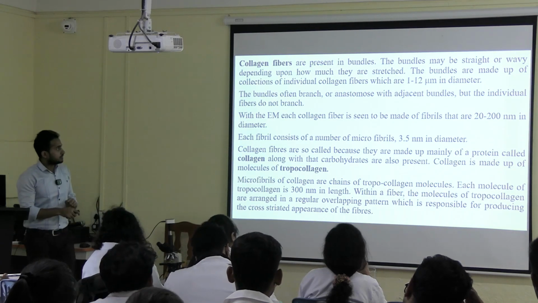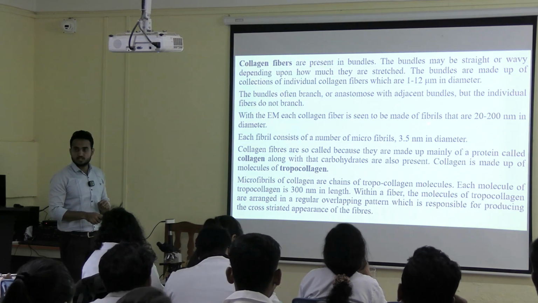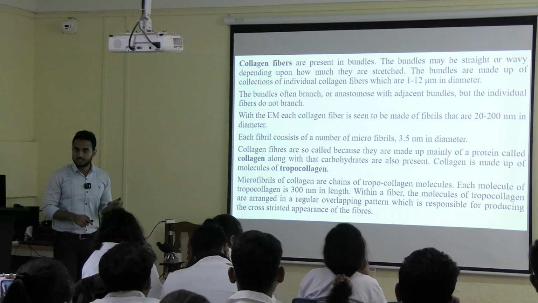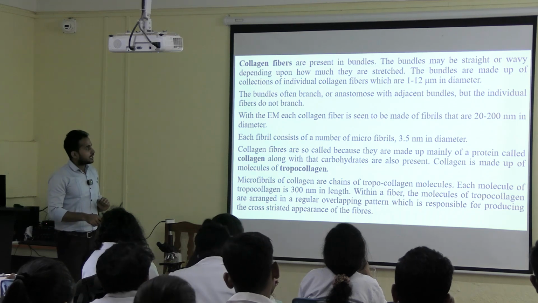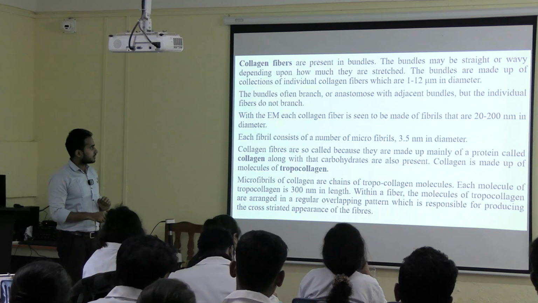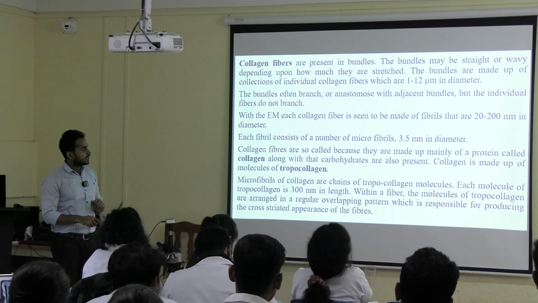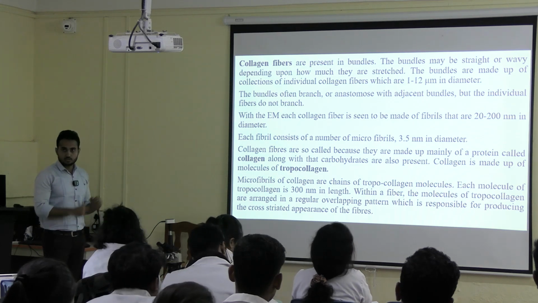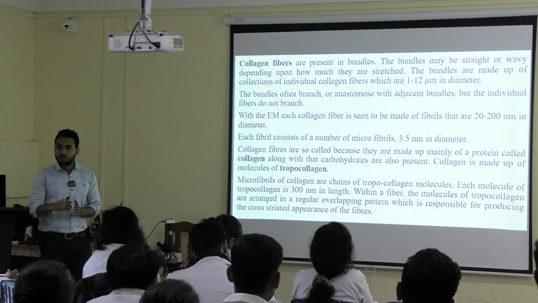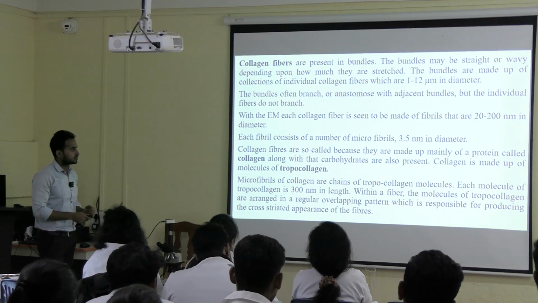Next, with EM, that is electron microscope, each fiber is seen to be made up of fibrils, having 20 to 200 nanometer in diameter. Now each fibril consists of a number of microfibrils having 3 to 5 nanometer in diameter. So these are the smallest units of a collagen fiber.